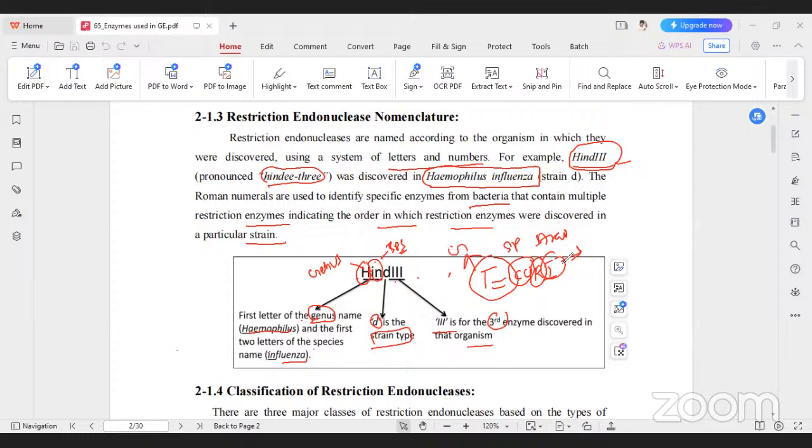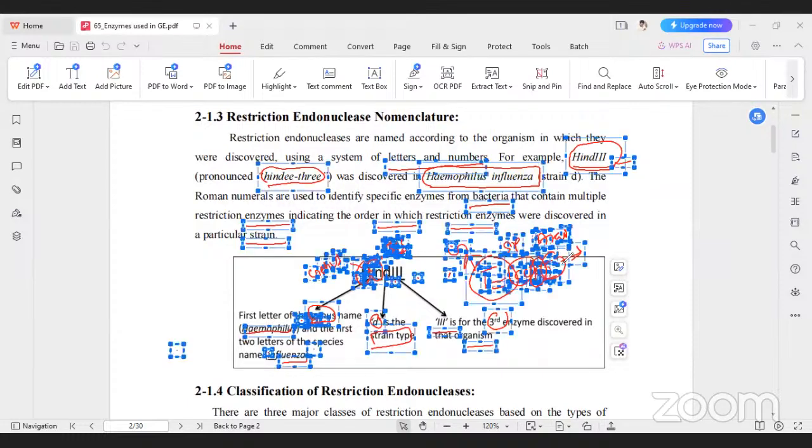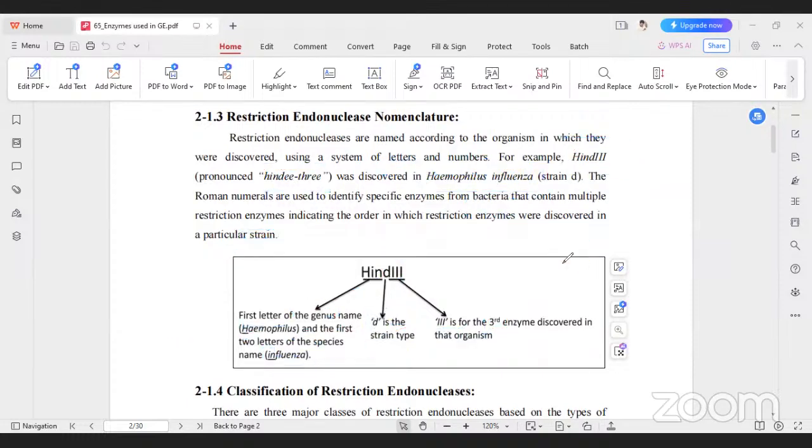First time recognition, first enzyme, that is called given first. So this is about restriction endonucleases nomenclature. Nomenclature is also not an important one. Classification is important. Classification of restriction endonucleases.